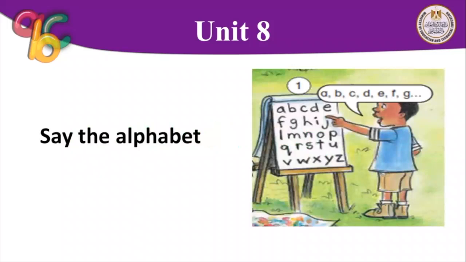So the first one is when you are in KG, you can say the alphabet. Say the alphabet. Alphabet, those are exactly the letters of the alphabet. That's the first thing you could do when you were in KG. Say the alphabet. That's the first thing you learn in KG, the alphabet. Say the alphabet.